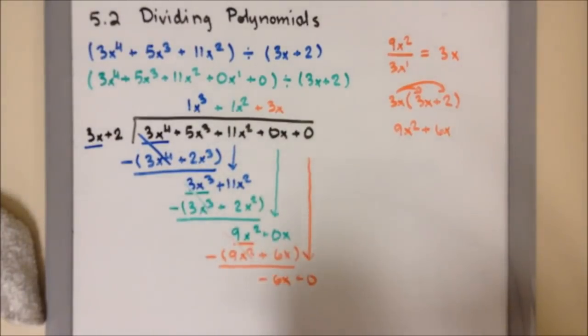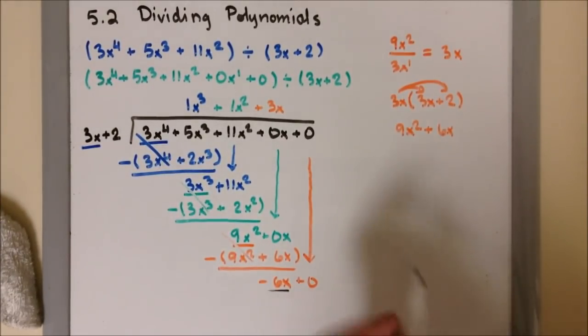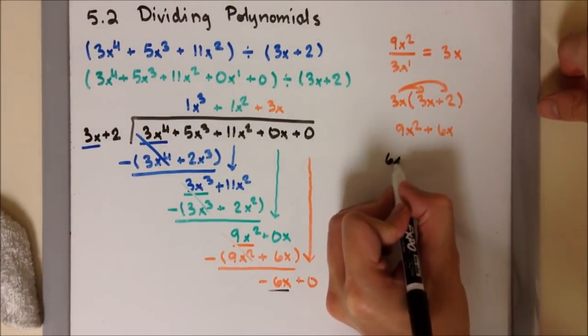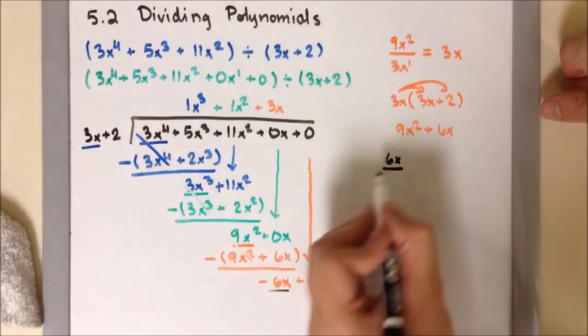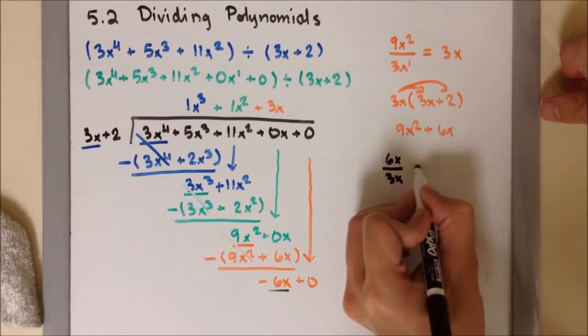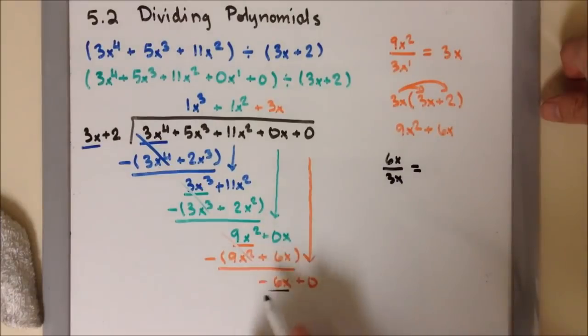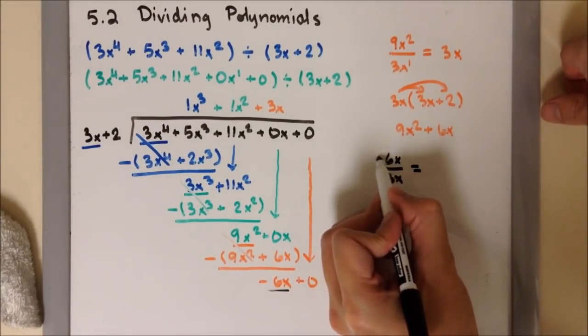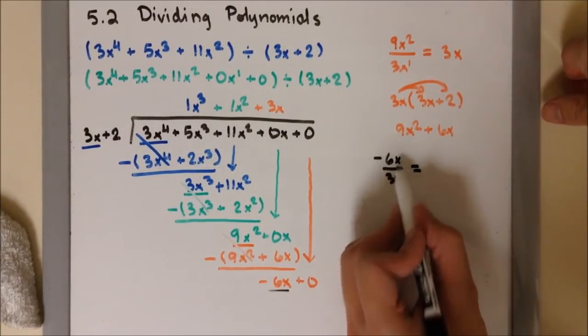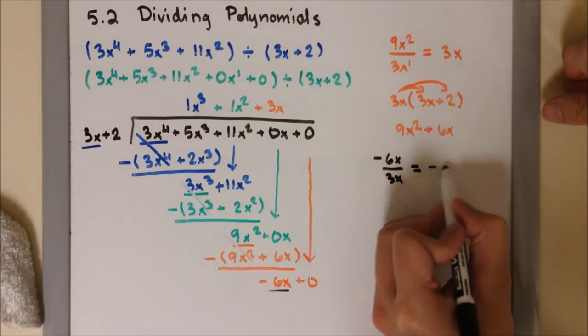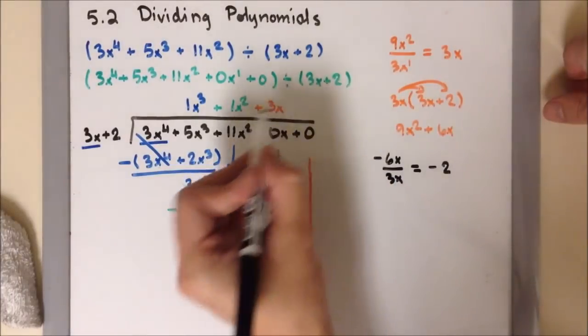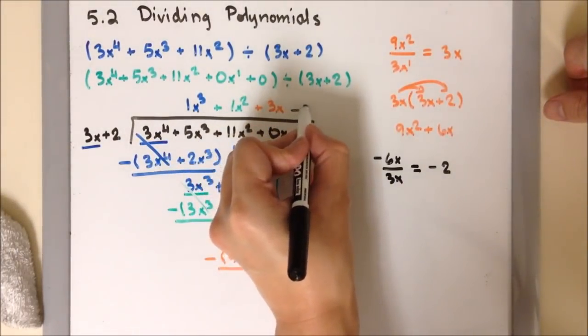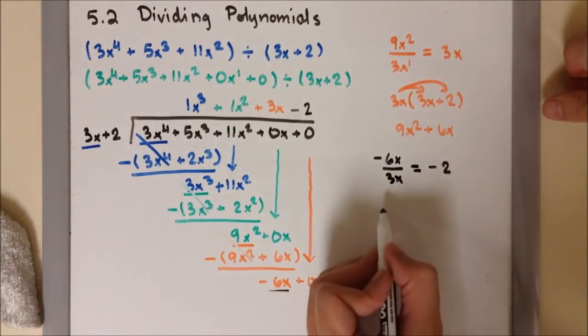So I'm going to repeat the same process. So 6x divided by 3x, that will become, well, hold on, I went too fast. This is a negative 6x, so this should be a negative right here. Negative 6x divided by 3x will be negative 2. So I'm going to write my minus 2 up here. Be very careful with our signs.